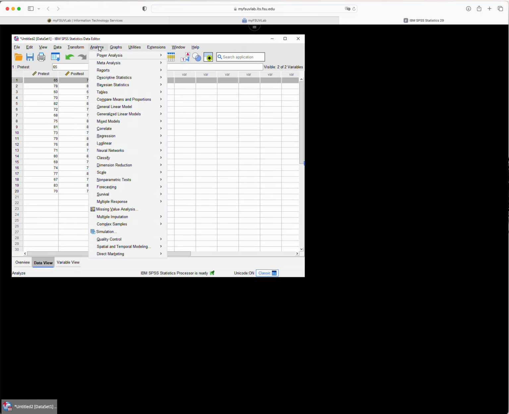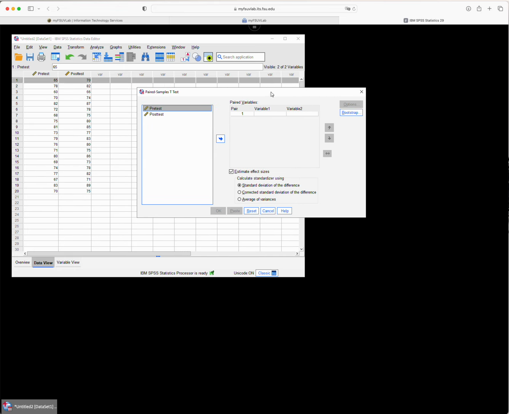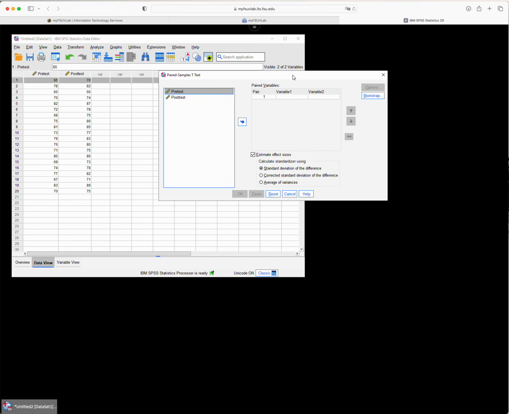To run the test, again, analyze, compare means, this time paired samples t-test. Now, this window looks a bit different than the other ones that we've worked with so far. You'll see that here you have pair, variable 1, variable 2. You can put pretest and post-test in either of these options, but that's going to change the sign of the results. So to make it easier, what we're expecting to be on that outcome, i.e. our post-test, our later measure, we're going to put that one here first. And then in variable 2, pretest, we'll put that in variable 2.